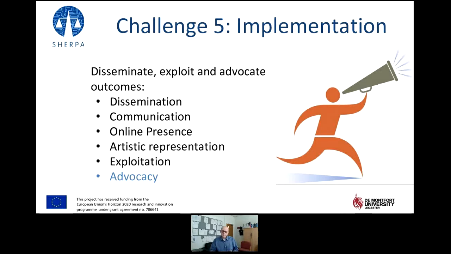But I think what sets us apart is, on the one hand, we have an artist in the consortium, so we're looking at ways of artistically representing the technologies and the issues and how to deal with them. And secondly, as part of our exploitation activities, we have a specific advocacy section. Towards the end of the project, once we've agreed on where we stand and what our recommendations are, we will go out to policymakers and decision makers and advocate our suggestions.